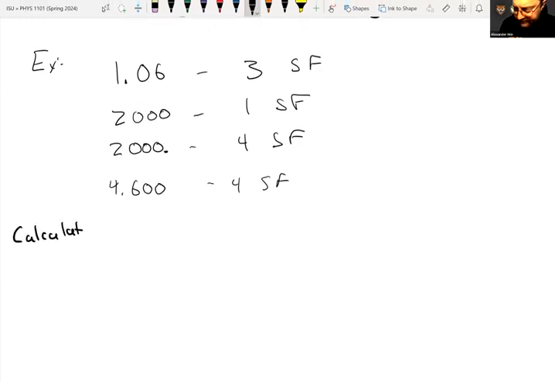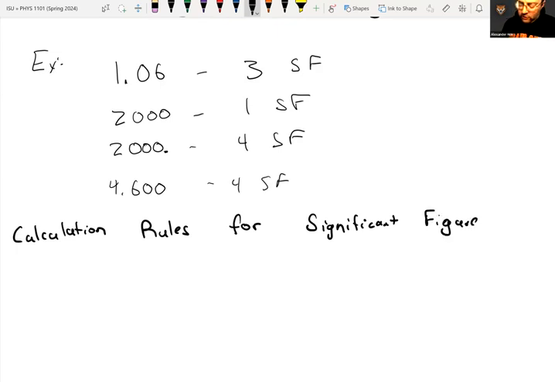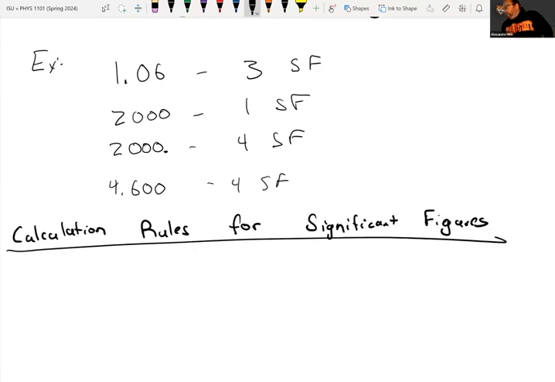Calculation rules for sig figs. So the idea here for sig figs, for significant figures, is that when you combine quantities with various mathematical operations, sometimes they'll have different numbers of sig figs, and you have to know what the rounding is. How many sig figs do you keep?